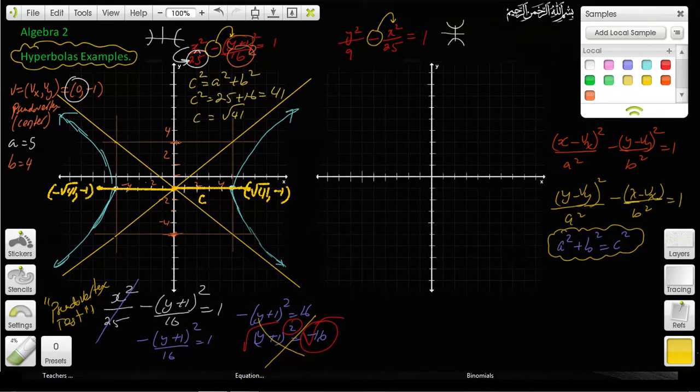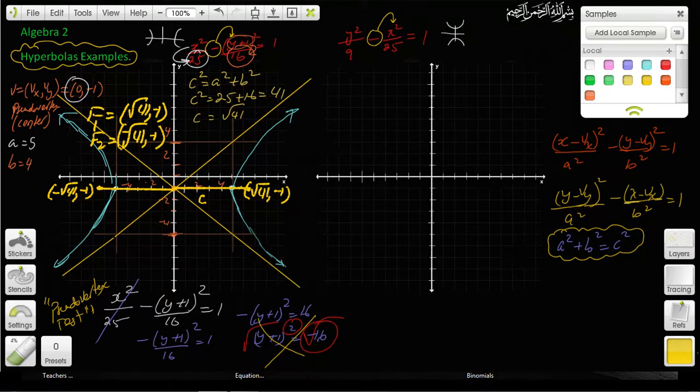So the two full sides, if we were to write them over here, if we're trying to find the place, the first full side is going to be square root of 41, -1. And the second full side is going to be negative square root of 41, -1, like that. Okay, so that's how you graph it.